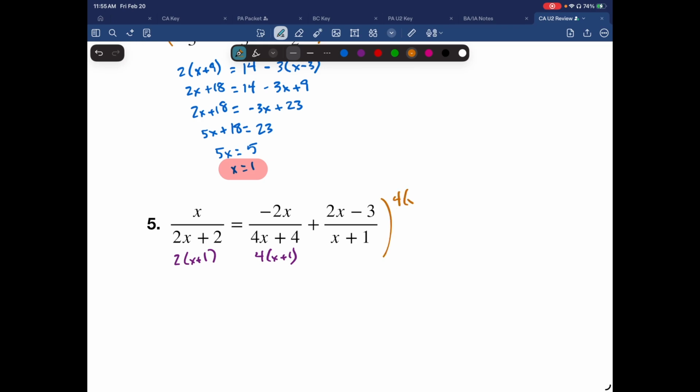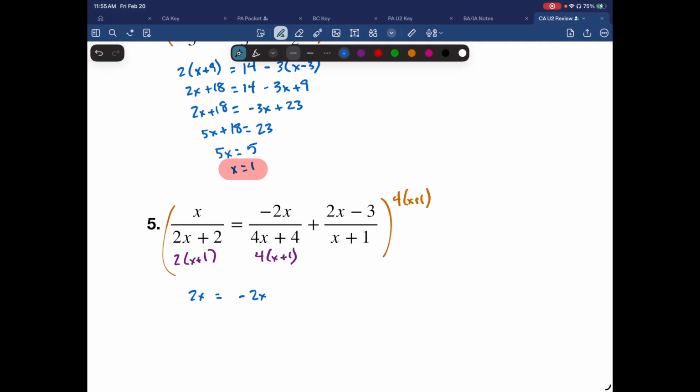So I can still do that same concept here and get rid of my fractions. So the x plus 1s are going to cancel out. 2 goes into 4 2 times, so that's going to be 2x on top, or all that's left. The 4 times x plus 1 will cancel with that one, so I'm just left with the negative 2x.